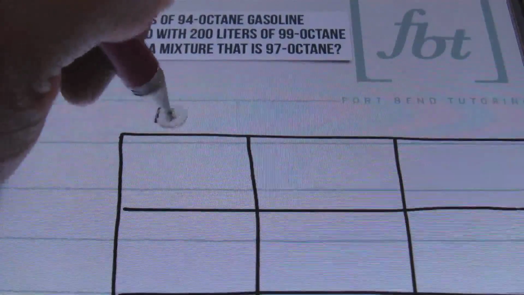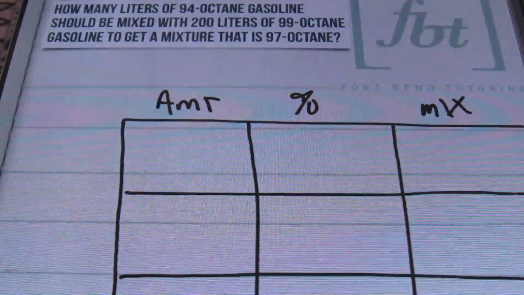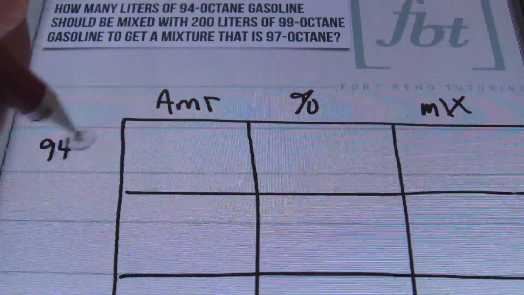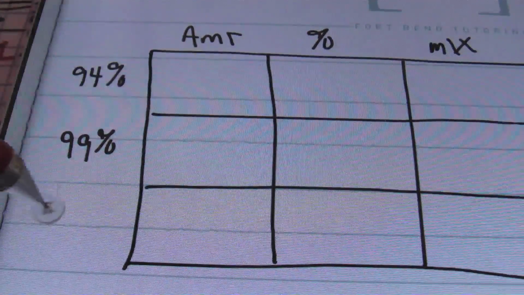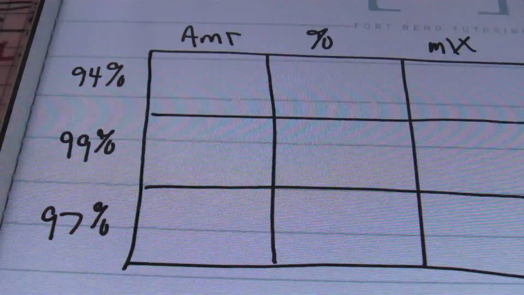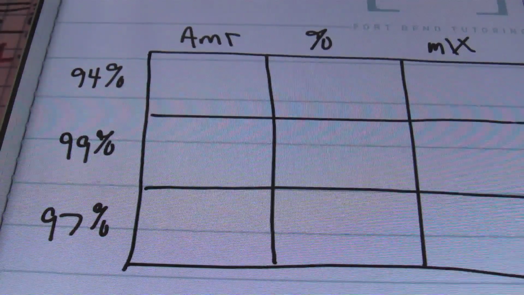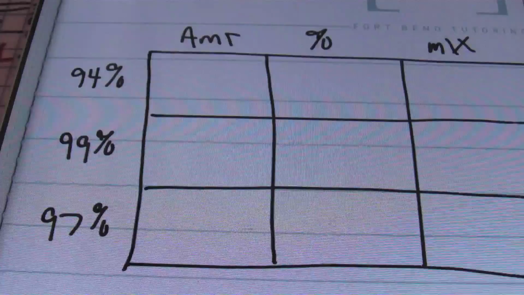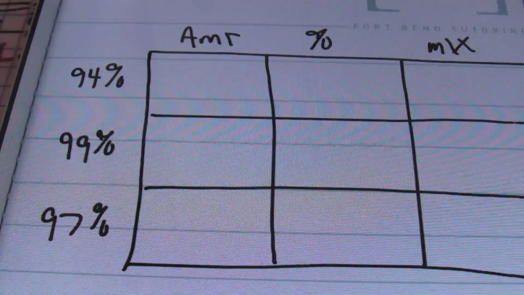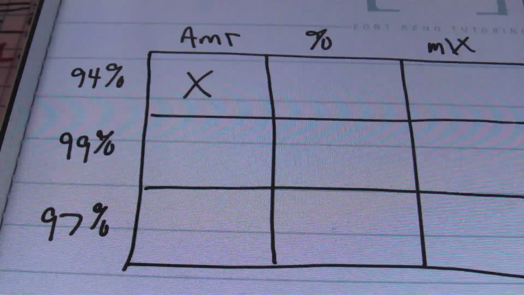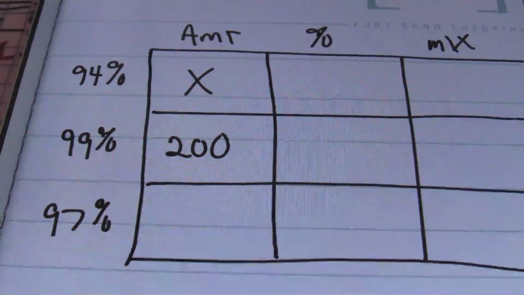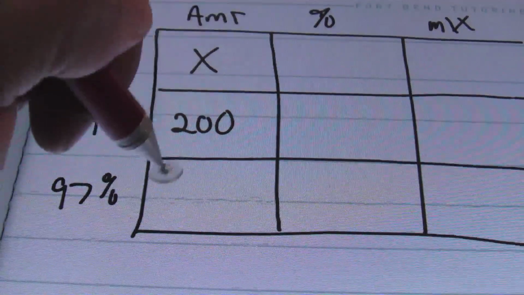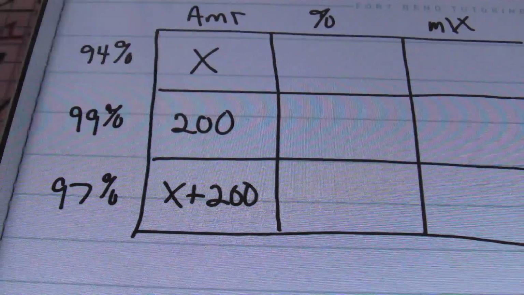So I'm going to set up my table with the amount, the percent, and my final mix right here. And for my rows, I know I will have 94% isooctane being mixed with 99% isooctane to get a mixture that is 97% isooctane. All right, so being as though I'm asked to find out how many liters of the 94 isooctane gasoline I should mix with the 200 liters of 99% isooctane, I don't know what that value is. That's my unknown. I do know that I have 200 liters of the 99 octane gasoline. So my final result is going to be X plus 200, just simply adding these two amounts together.